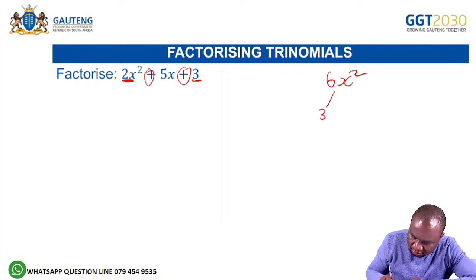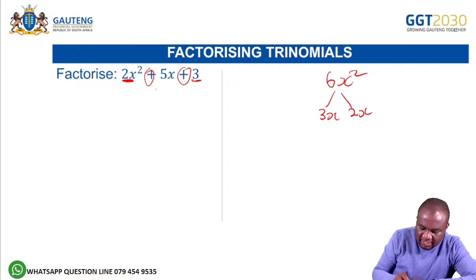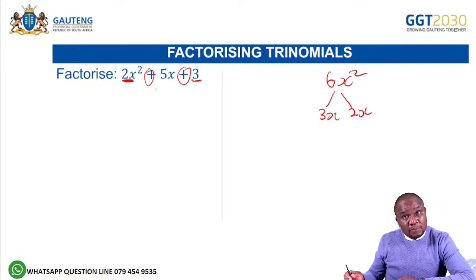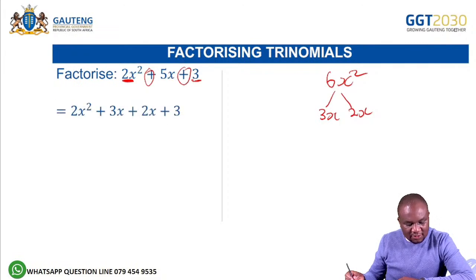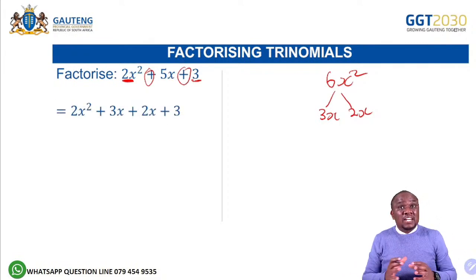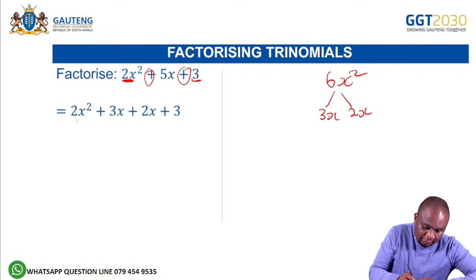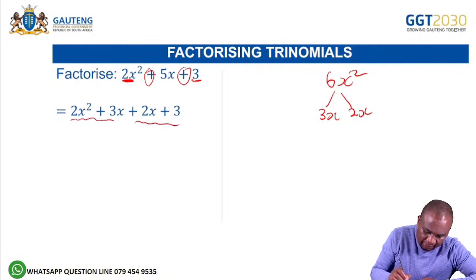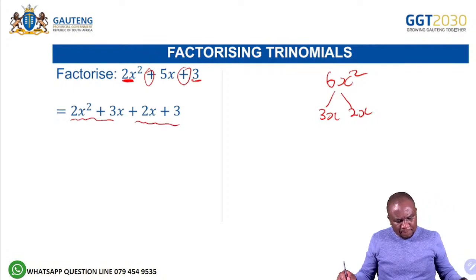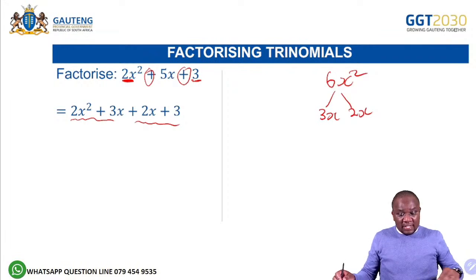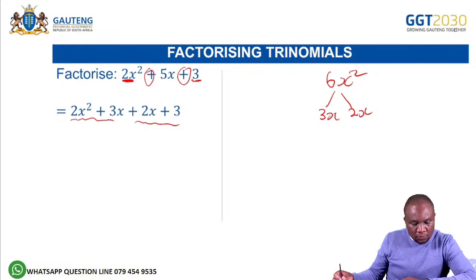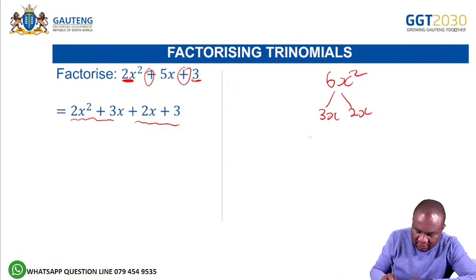So we can break it into 3x and 2x. You see that? And then we replace the 5x with 3x plus 2x. And then we factorize by grouping in pairs. First pair, second pair. What's common in the first pair? X, isn't it? X is the highest common factor. We factor it out. What do we get? We get x outside the bracket, and inside the bracket we get 2x plus 3.